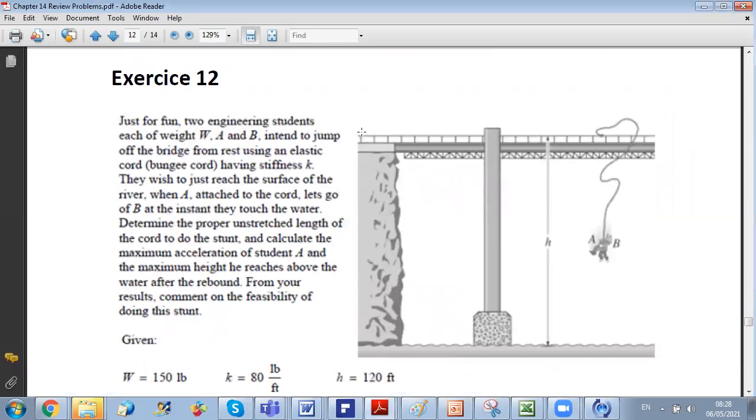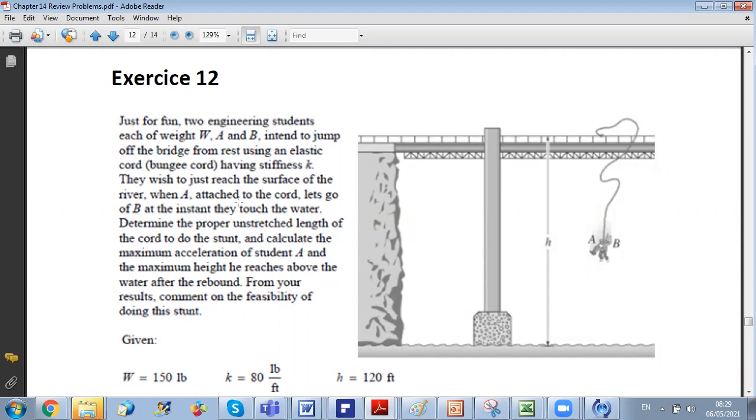Just for fun, two engineering students, each of weight W, A and B, intend to jump off the bridge from rest using an elastic cord having stiffness K. They wish to just reach the surface of the river when A is attached to the cord, letting go of B at the instant when they touch the water.